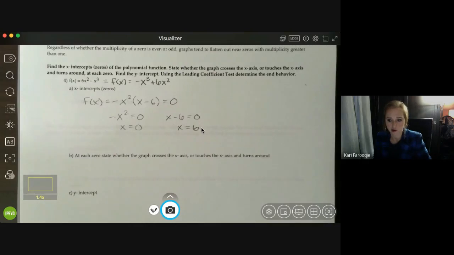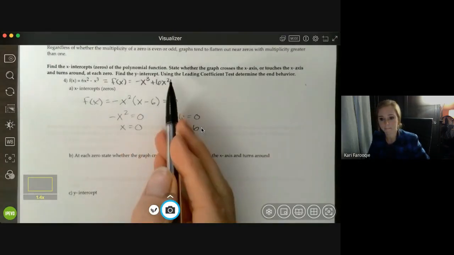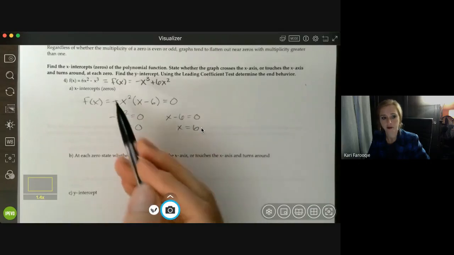Does anyone have a question about how we found them? Okay, Sebastian asked a question in the chat. That's a different function, right? Which function, Sebastian, were you referring to? When we rewrote it? Or here?